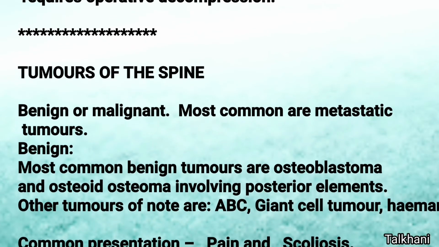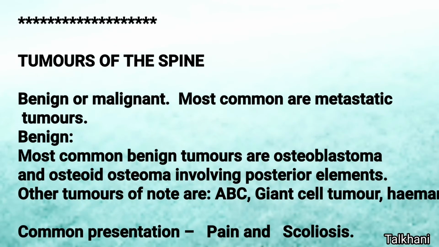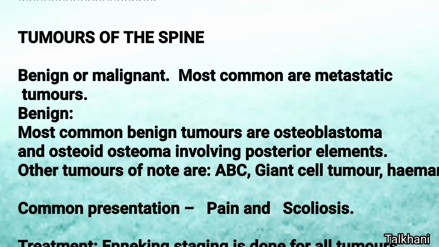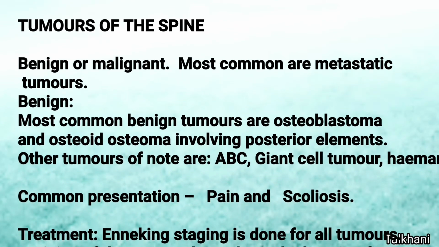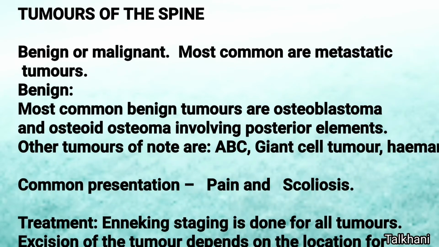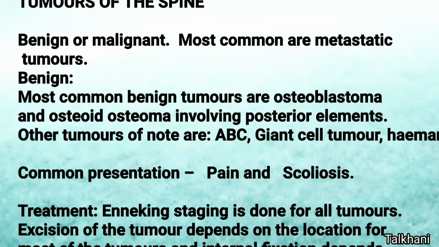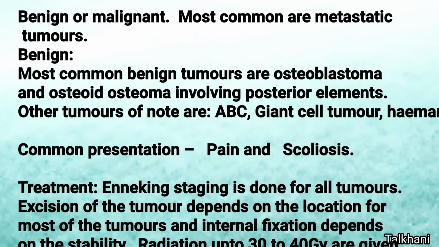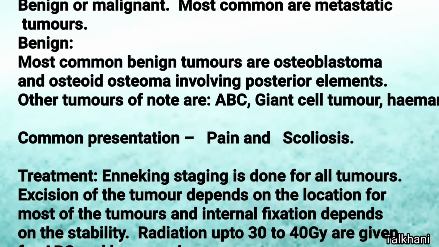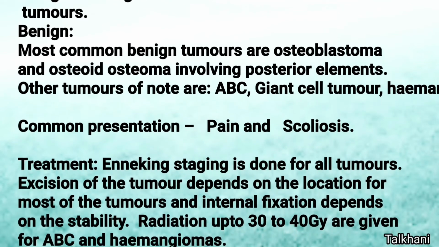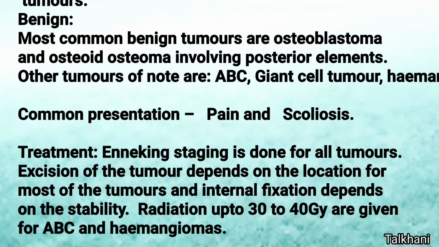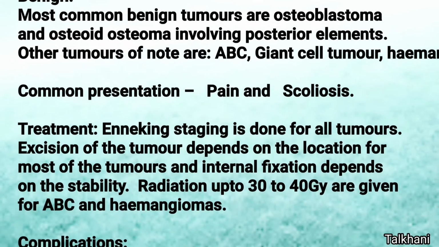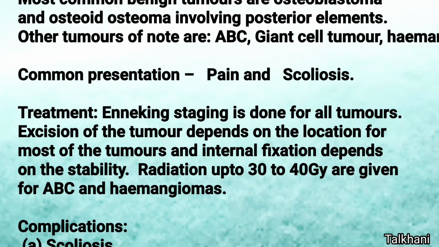Treatment of benign tumors. Investigations and staging for benign tumors is always carried out. Excision of the tumor depends on the location for most of the tumors, and internal fixation depends on the stability of the spine after excision. Radiation up to 30 to 40 Gy is given for aneurysmal bone cyst and hemangiomas. Complications of benign tumors are mainly three: scoliosis, recurrence, or malignant transformation.